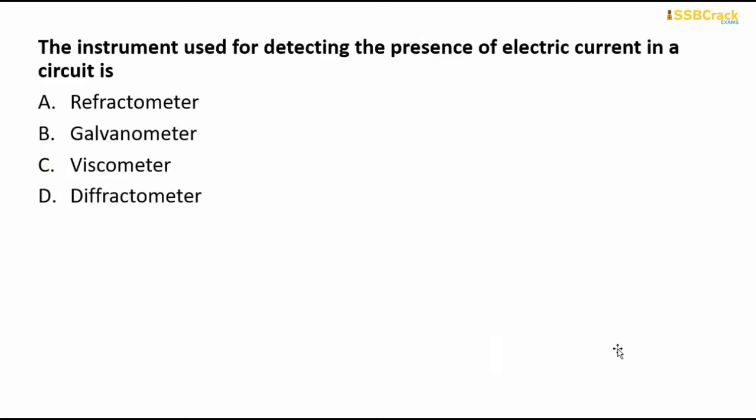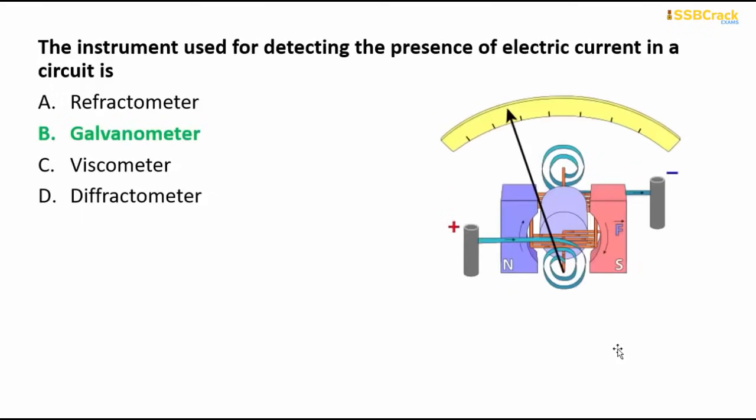Going through with the next important question: the instrument used for detecting the presence of an electric current in a circuit is what? What is that particular instrument that detects the electric current? The instrument is the galvanometer. Okay, a galvanometer detects the presence of electric current in a circuit.